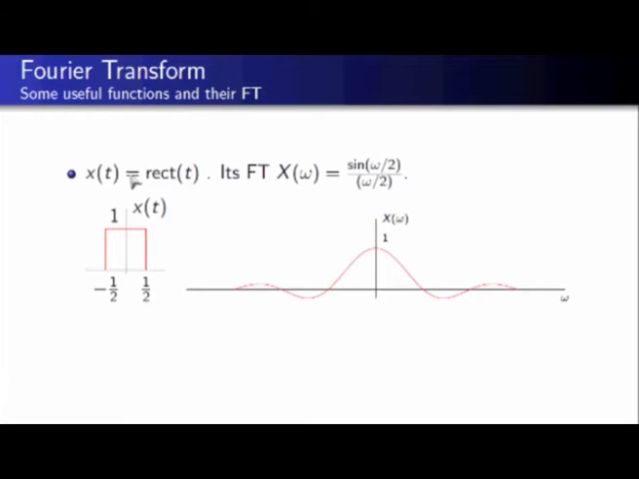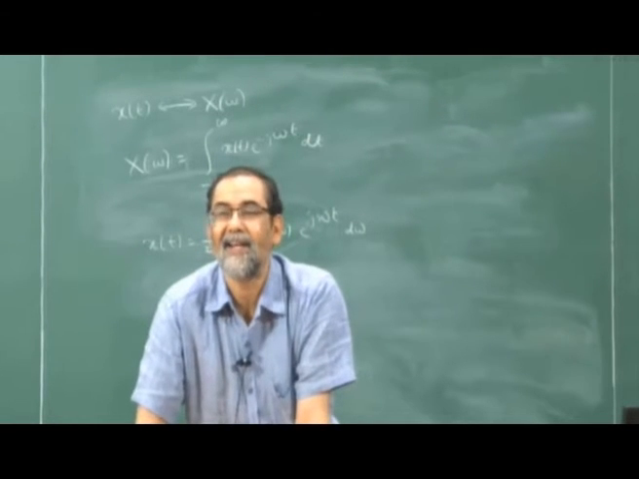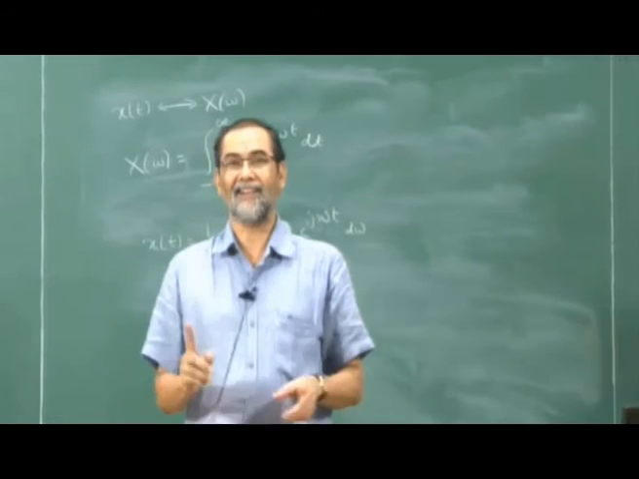So I have carried out the integration, skipping many steps which I want you to go home and fill up, and claim that the Fourier transform of x of t when it is rect is given by X of omega equal to sine omega by 2 divided by omega by 2. It's in the form of sine theta by theta. I want you to go home and show this. And in this particular case, X of omega is real.